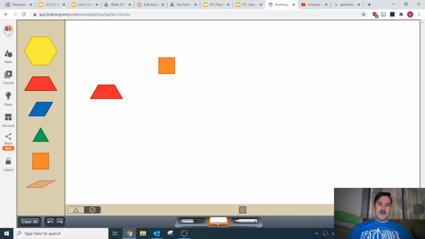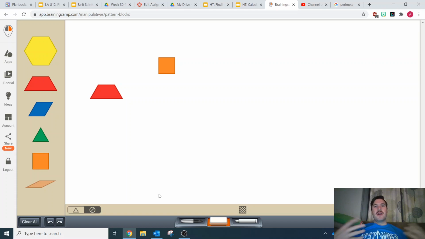And perimeter is useful for a ton of things. Like if you wanted to fence in your backyard, you would need to know the perimeter of your backyard so you'd know how much fence you need. If you are finding the size of a room and you wanted to put a border around it, you would need to figure out how big it is or how much border you would need to go all the way around it.